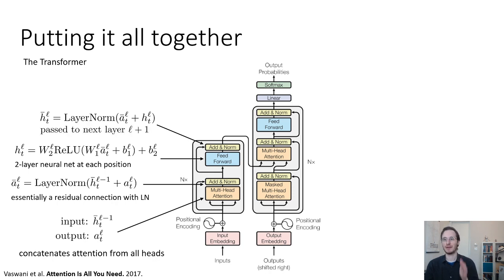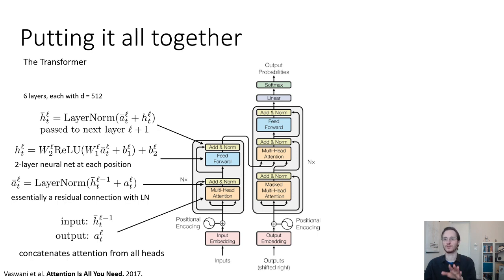And that is now passed to the next layer, to the next block, L plus 1. So they have n of these blocks. Each block is multi-headed self-attention, add a norm, position-wise nonlinearity, add a norm, pass it to the next block. Multi-headed self-attention, add a norm, position-wise nonlinearity, add a norm, pass it to the next block. And they use, I believe, six of these blocks.